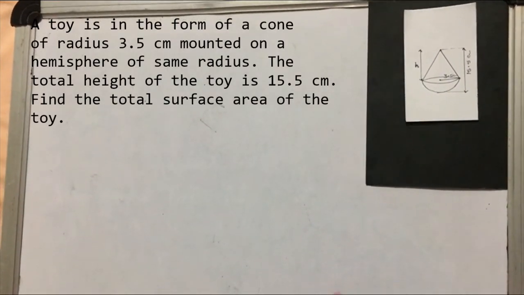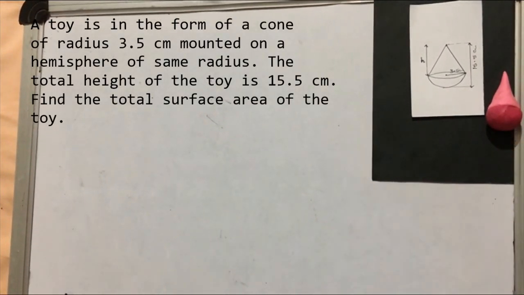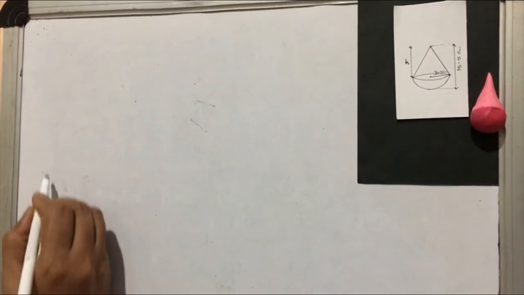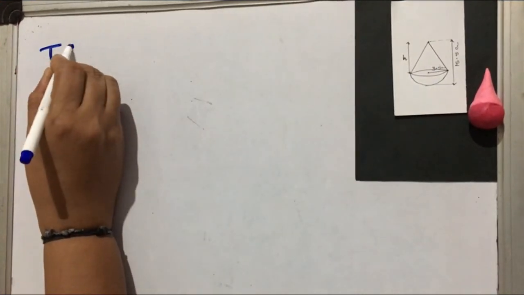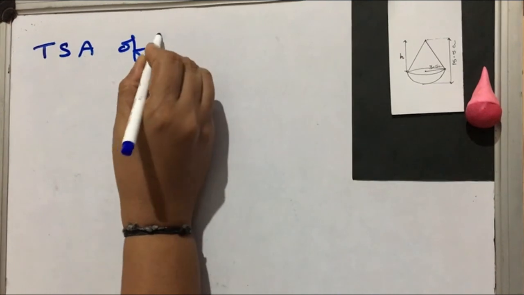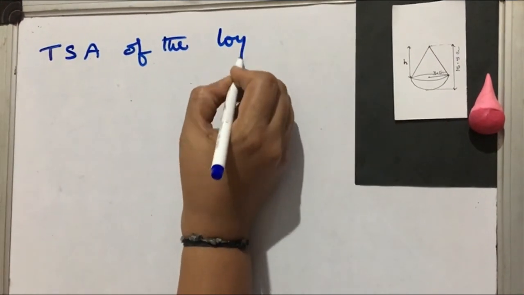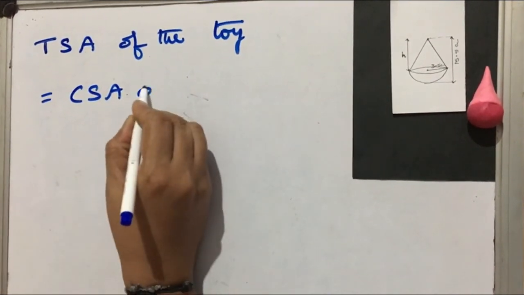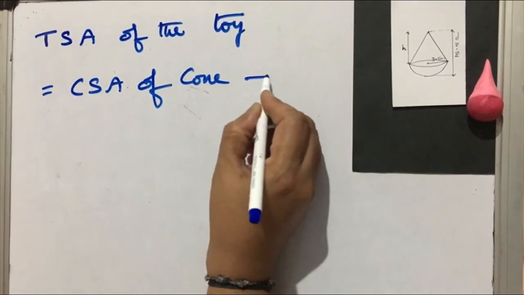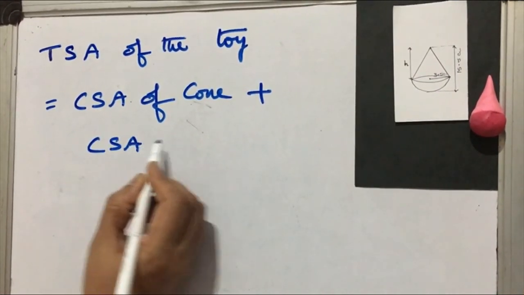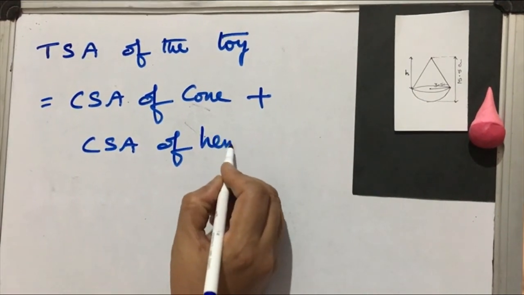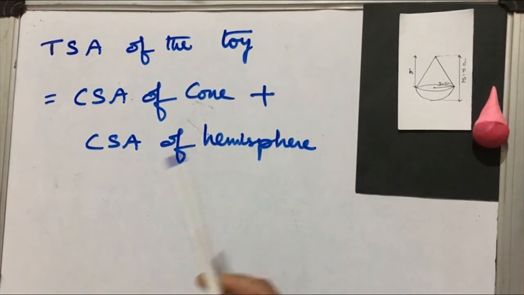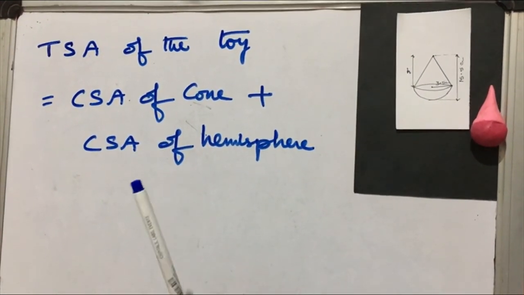I prepared a clay model for this problem. So, in this way it comes. Now let us find the total surface area of this toy. TSA of a toy is equal to the skeleton formula, which I am writing, the visible one: CSA of cone plus CSA of hemisphere. By using this formula, when we substitute the particular values, we are going to get the total surface area of the toy.